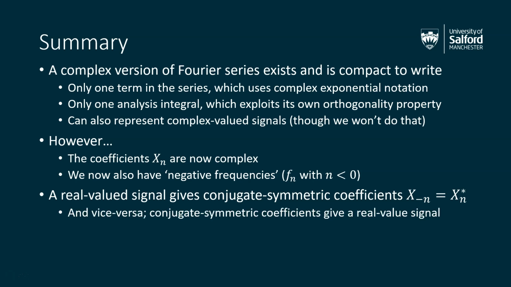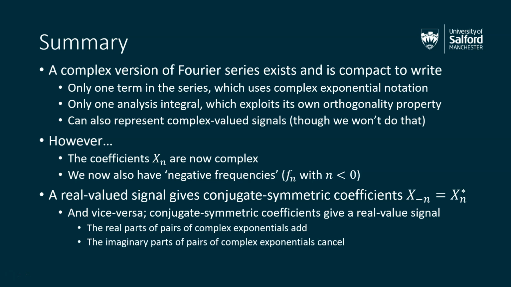And vice versa. If you're building a real valued signal, then you need complex conjugate symmetric coefficients to reconstruct it. And what we've seen is that the real parts of the pairs of complex exponentials add, and the imaginary parts of these pairs of complex exponentials cancel. And that works for the Fourier series, complex Fourier series spectra, and it works for transfer functions as well.